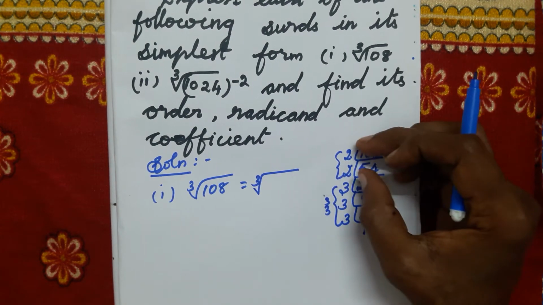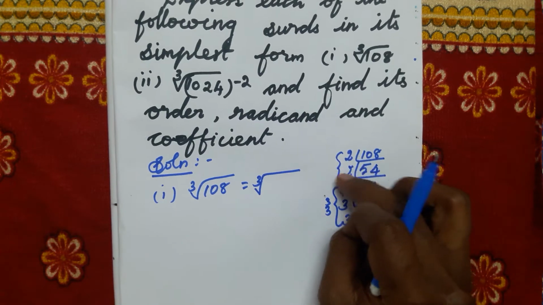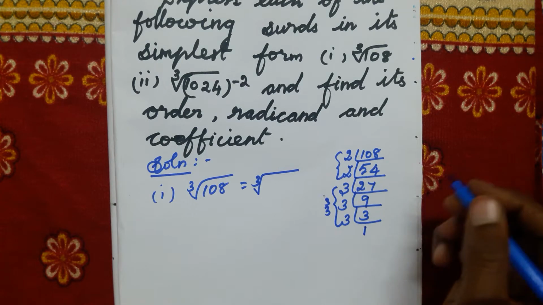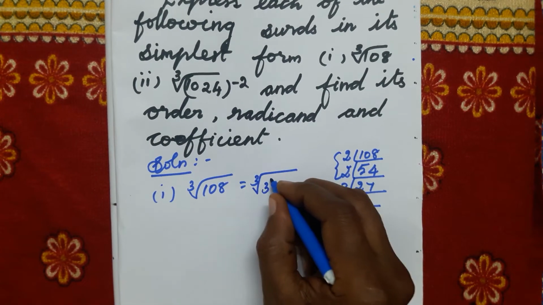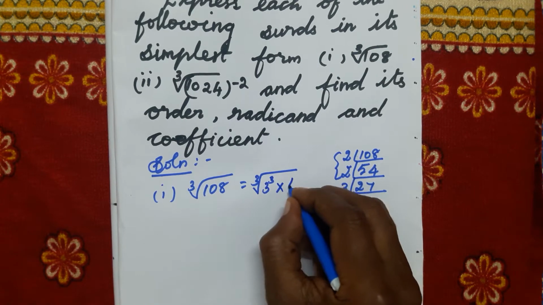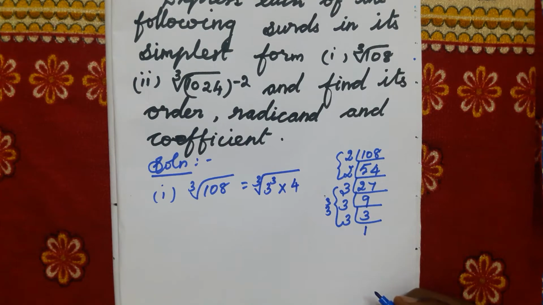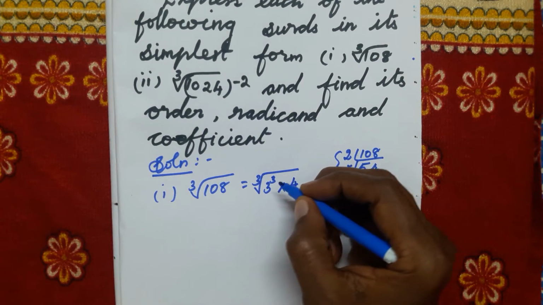This one we can write 3 cube into this one, we can multiply. Why? We cannot write it as a power of 3, so we can multiply and write this. So how can we write it? 3 cube into 4. 2 2s are 4. 3 cube into 4. Now here the order and power are the same.